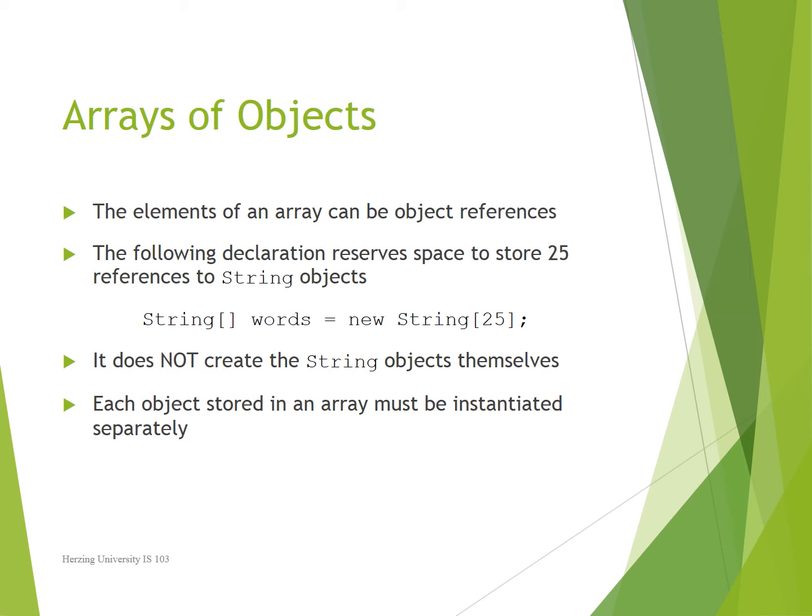Arrays as objects. The elements of an array can be object references. The following declaration reserves space to store 25 references to string objects: String[] words = new String[25]. It does not create the string objects themselves. Each object stored in an array must be initiated separately.